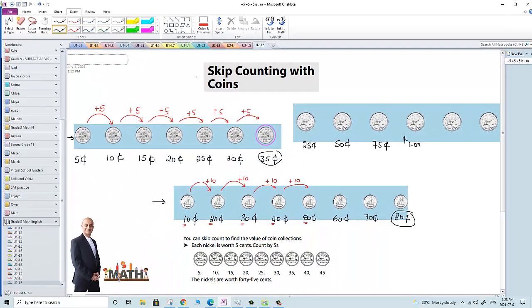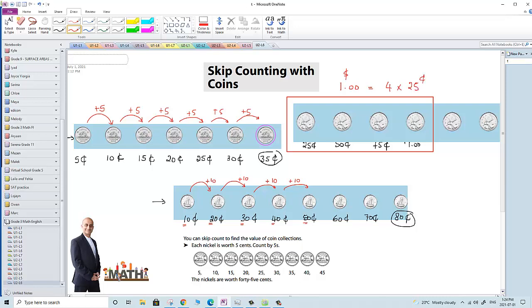Yay! That means if someone asks me how many 25 cents in $1, actually $1 is the same as 4 times 25 cents. I have 4 quarters to get $1.